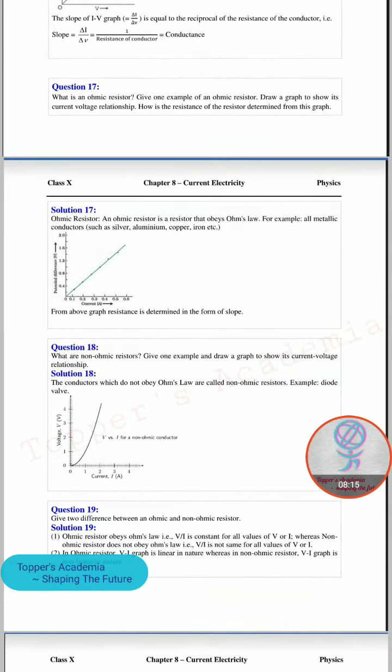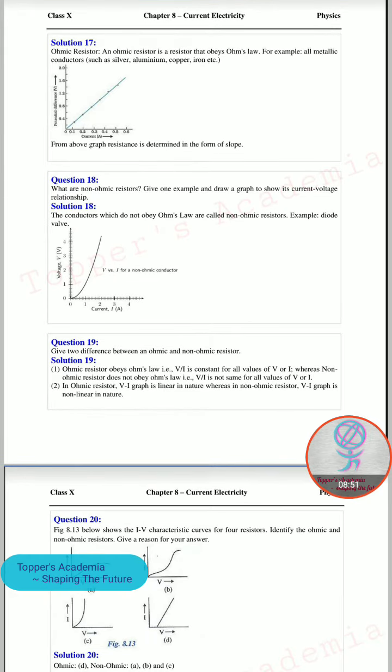Moving to question number 17. What is an ohmic resistor? Give one example of an ohmic resistor. Draw a graph to show its current-voltage relationship. How is the resistance of the resistor determined from this graph? The solution is: ohmic resistors are resistors that obey Ohm's law. For example, all metal conductors such as silver, aluminum, copper, iron, etc. And again we will draw the graph to show its slope, and from the above graph the resistance can be determined in the form of slope.